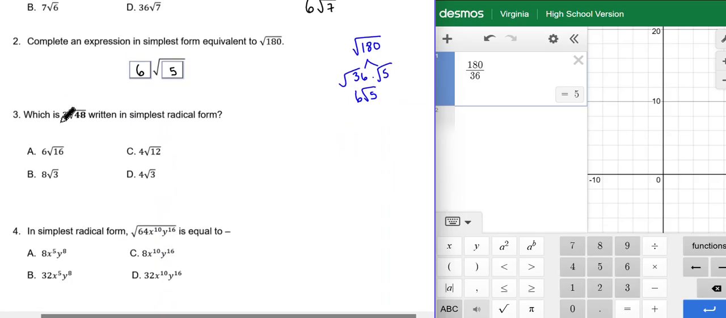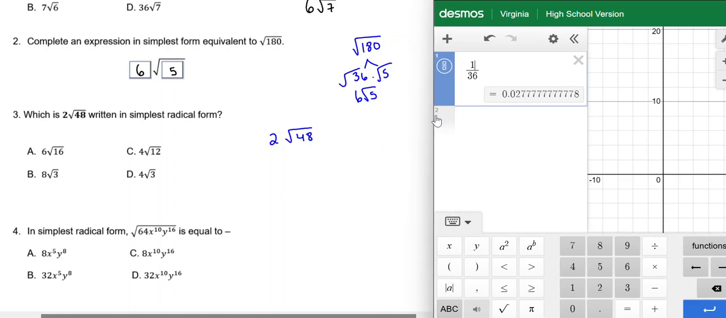With this one, I already have a number on the outside, but it looks like I need to simplify this. So I keep the 2 on the outside, and I'm going to simplify the square root of 48. Okay, well, let's see. For 48, I know 100 is way too big. Let's see, something lower than 48.